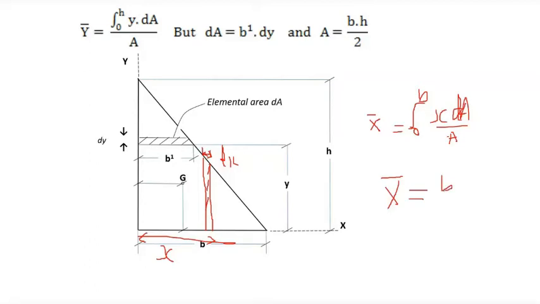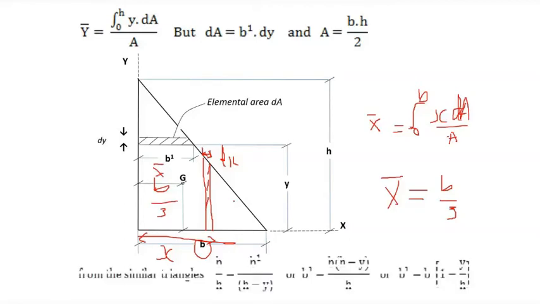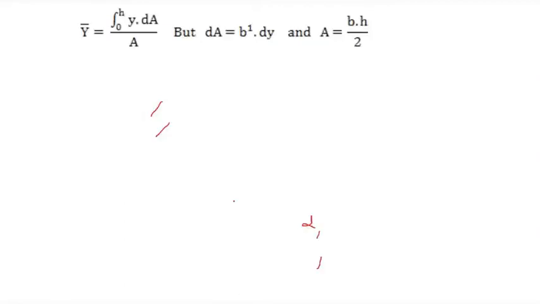You will get it equal to b by 3, because you already know that the centroid lies at a distance of 1/3 from the base of the triangle and 2/3 from the apex of the triangle. The base distance here is b, so from here to here it will be b by 3. This distance is nothing but x bar. That's how we find x bar and y bar in the case of the triangle.